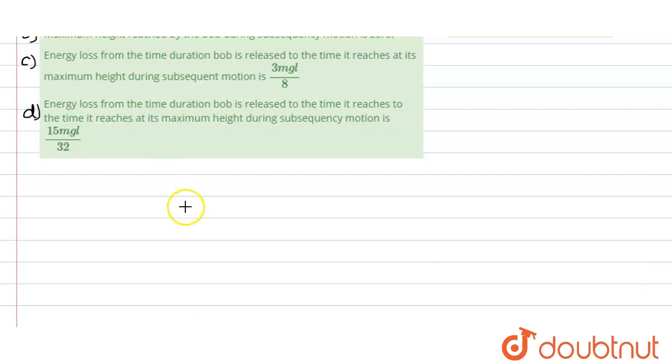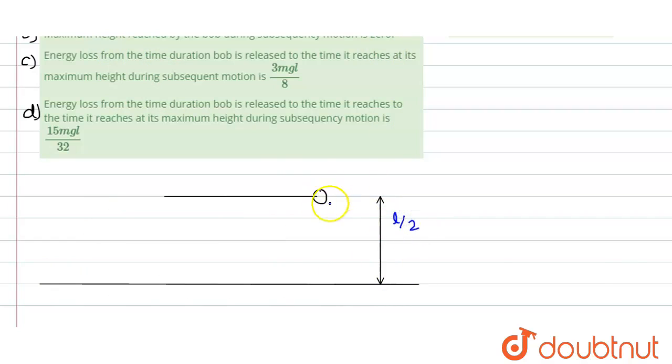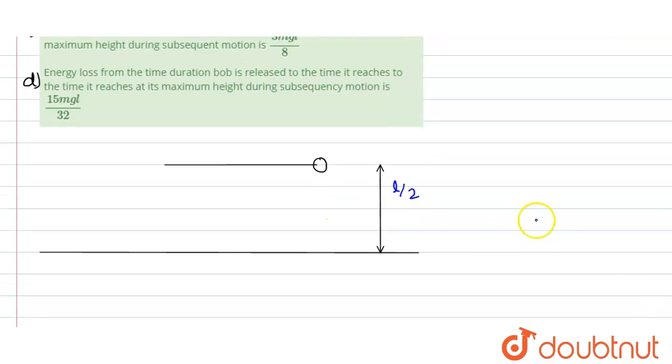So initially our bob is here. This is our bob, and this is our floor. What is the distance from here to here? It is given to be L by 2. So what is the potential energy at this location? It would be equal to mg L by 2.